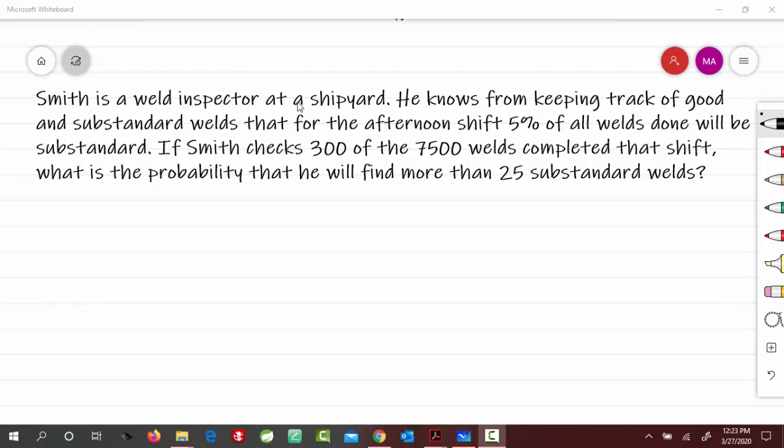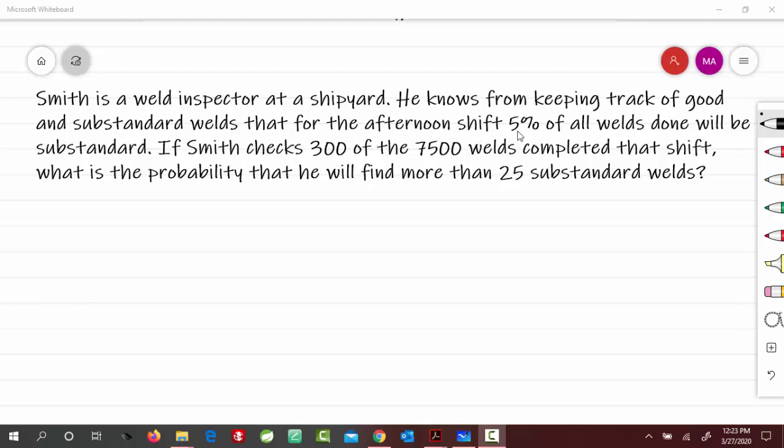a weld inspector at a shipyard. He knows from keeping track of good and substandard welds that for the afternoon shift, 5% of all welds done will be substandard. If Smith checks 300 of the 7,500 welds completed that shift, what is the probability that he will find more than 25 substandard welds? So let's try to answer this question.